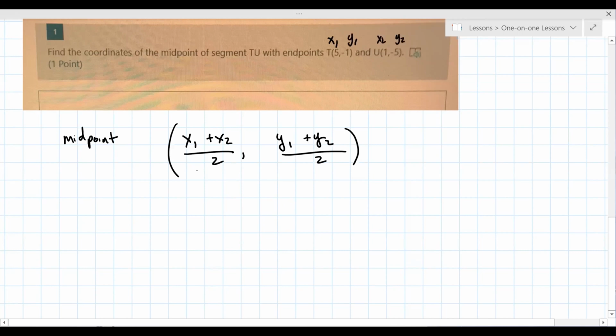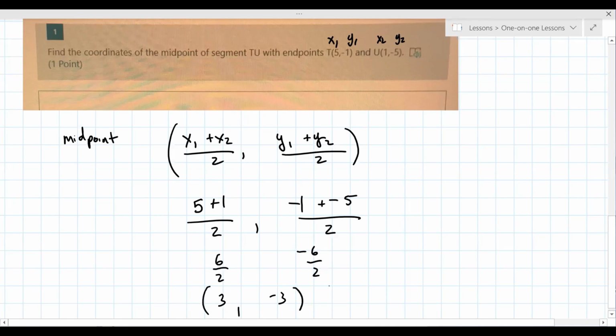So if I asked you to find the average of 5 and 1, you would add them and then divide by 2. Same thing as the formula, but it's a little bit more clear, I think, when we say the words. Same thing with y1 and y2. You're going to add them and then divide by 2. So this is 6 over 2, or 3, comma, this is -6 over 2, -3. So this is what you have to enter for number 1.